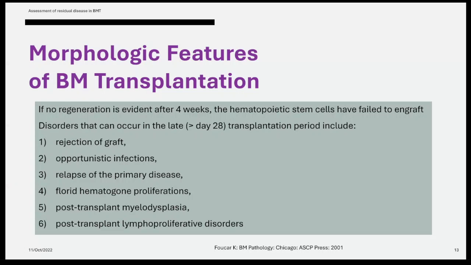So then start to monitor this. What are the changes or pathology that can occur after more than 1 month of the transplantation period? You have to observe for rejection of the graft and opportunistic infection. Look for infection, relapse of primary disease, or florid hematogone proliferation. Be careful, you have to compare number 4 from number 3. Relapse of primary disease, or you get post-transplant myelodysplasia or post-transplant LPD.